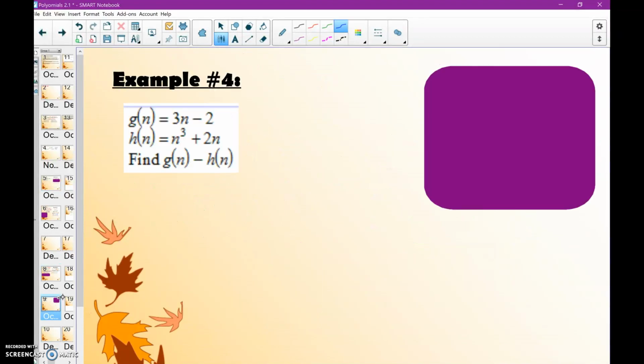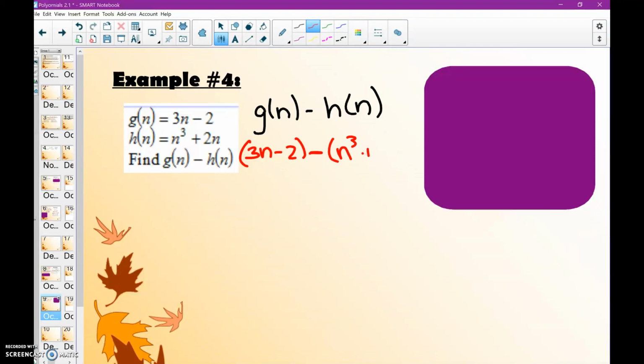All right, the last example that we're going to get to for today is the same exact thing. It's just you have to do function notation first, but it's still subtracting. So g of n minus h of n. G of n, it tells me, is 3n minus 2. So I'm just going to replace that. There's a big subtraction sign in the middle. And then h of n is n cubed plus 2n.